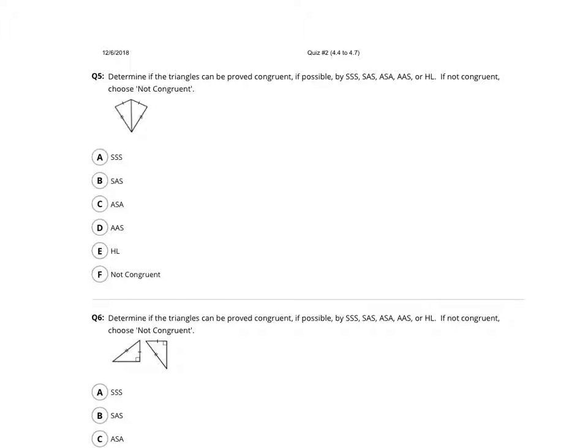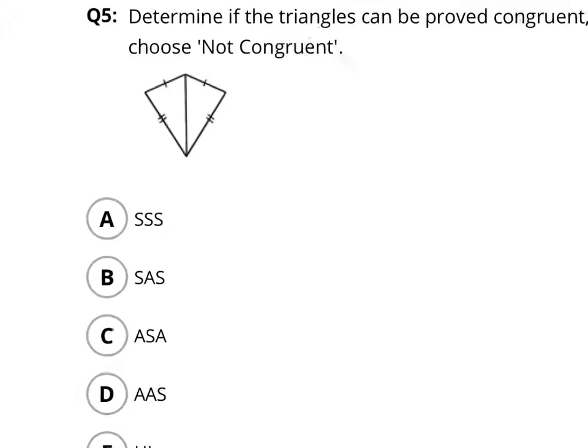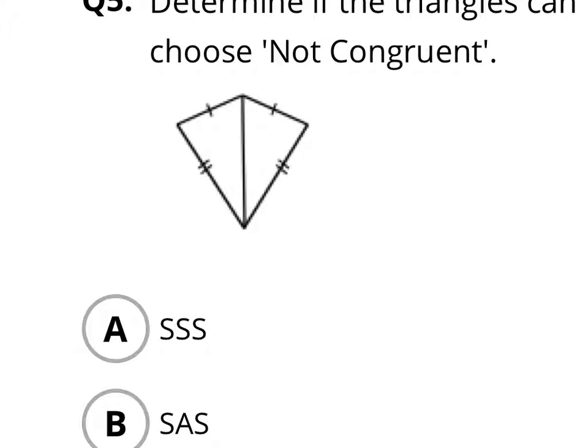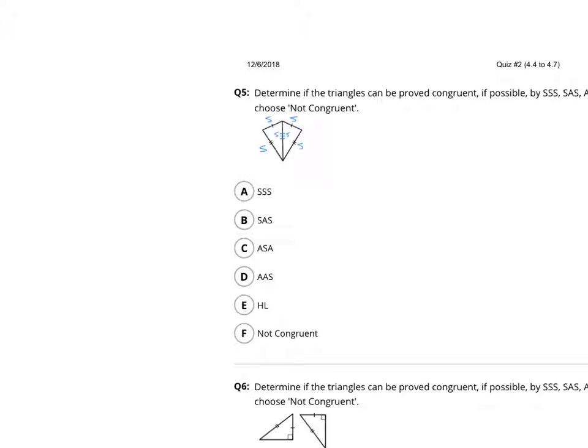Number 5 and 6 are just like what we did on number 4. Alright, so we're going to choose, which of the big 5 could it be? So I'm going to zoom in here. And remember, anytime you see a shape that's sharing a side, well, that's a reflexive property. So you got a side, and a side, a side, and a side. Which one would that be? Pretty easy, if I must say.